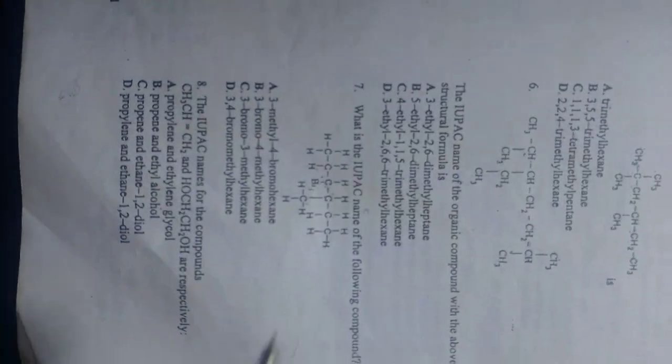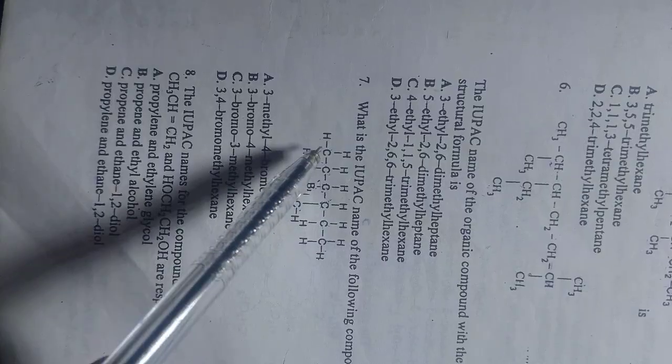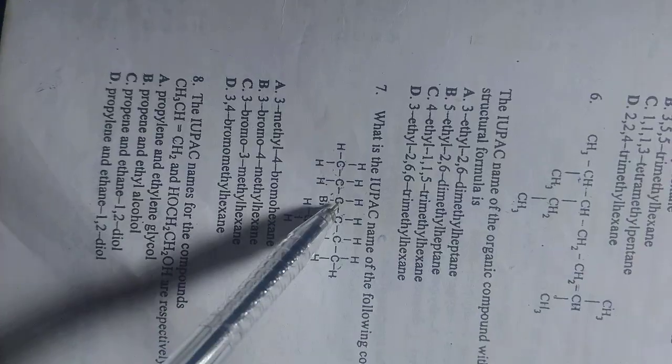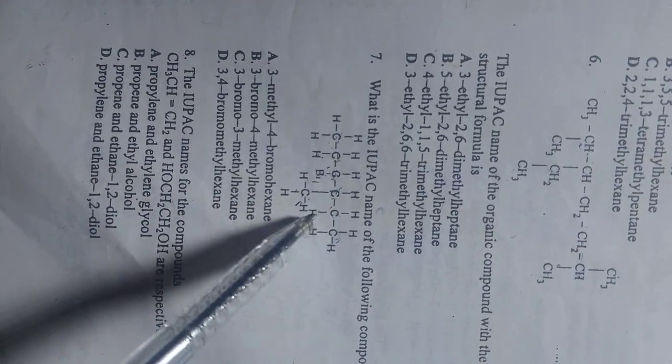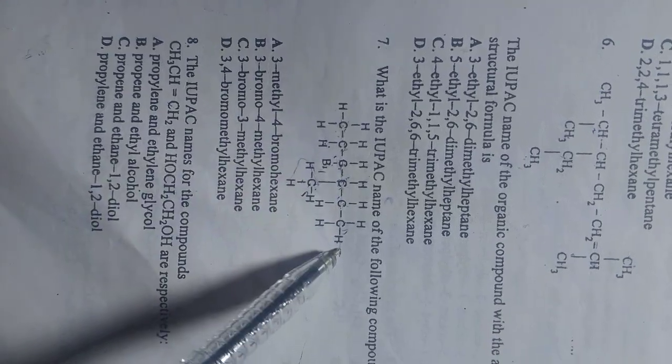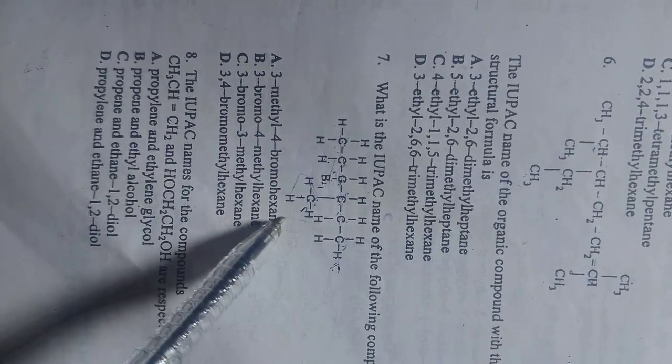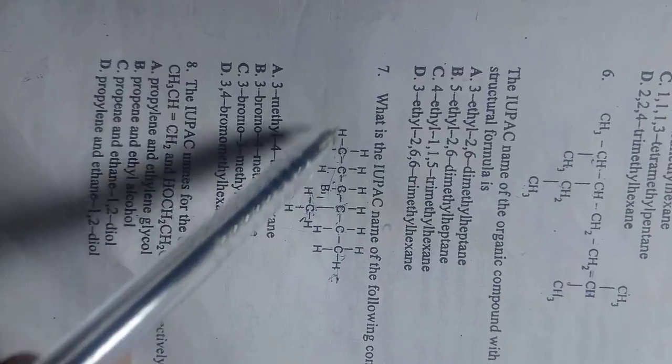Now look at this question. We have 1 2 3 4 5 6, then 1 2 3 4, sorry, 1 2 3 4 5 6. So this is not long. This is the longest carbon chain here. You get the longest chain we have. I believe you get this. So that means this is attached to this chain.